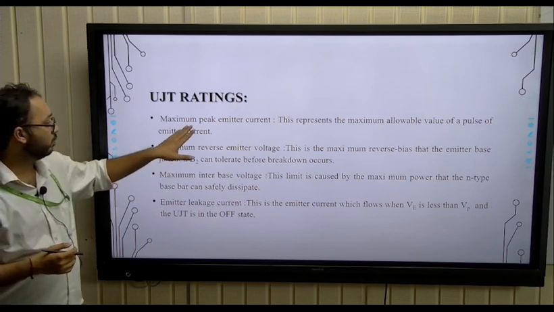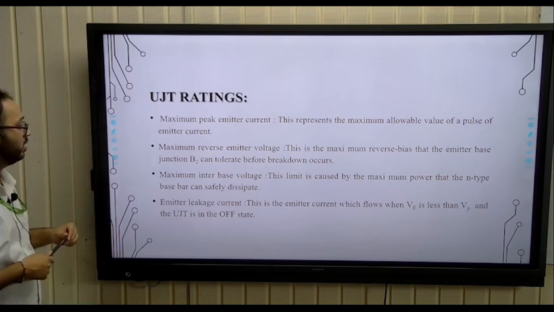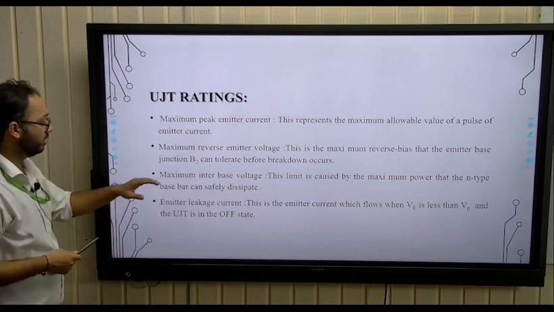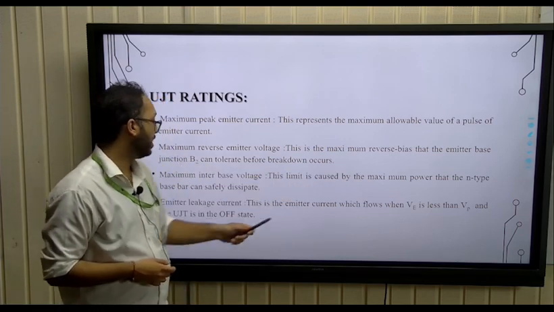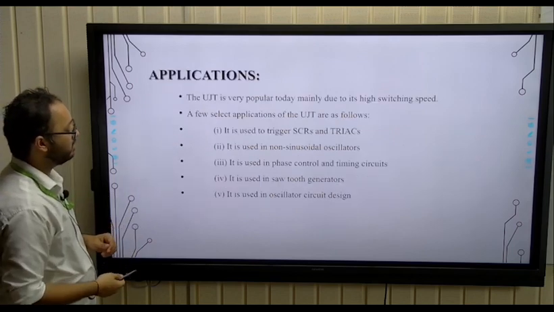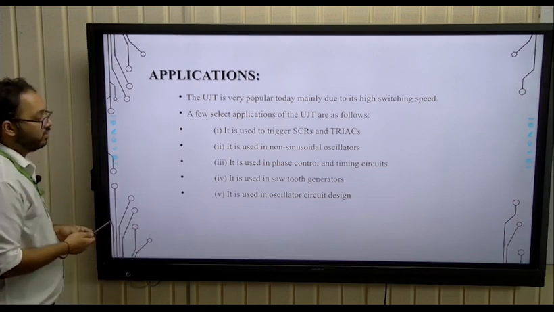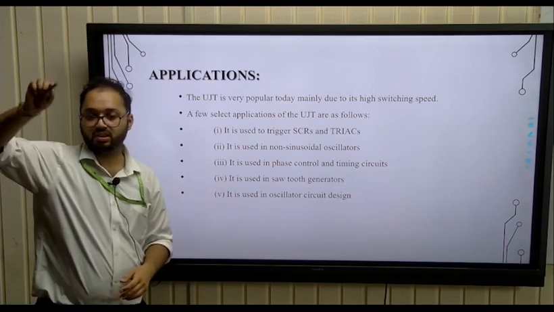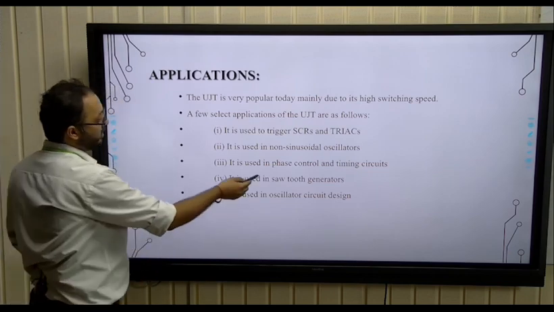The maximum peak emitter current represents the maximum allowable value of pulsed emitter current. Maximum reverse emitter voltage gives you the reverse base junction rating at junction B2, and maximum interbase voltage limits the maximum power that the N-type base bar can safely dissipate. These are the applications: it is used to trigger SCR and triac. It is used in non-sinusoidal oscillators. It is used in phase control and timing circuits. It is used in sawtooth generation. Sawtooth generation is like a triangular wave but more peaked. And it is used in oscillator circuit design also.